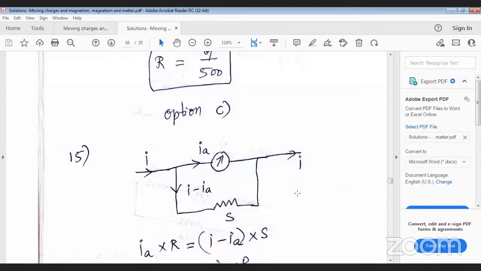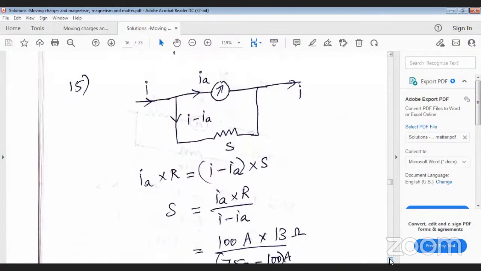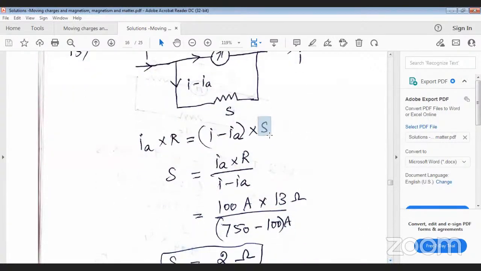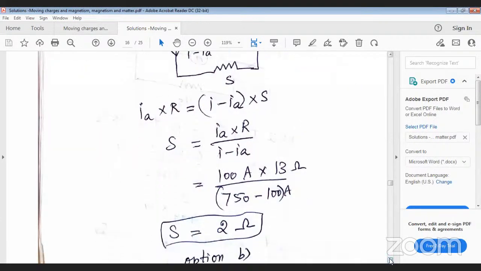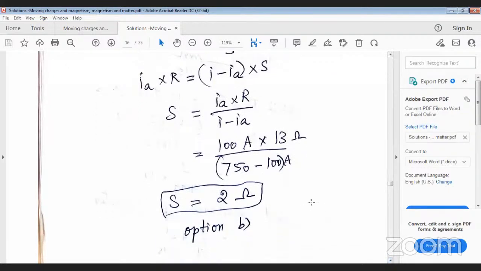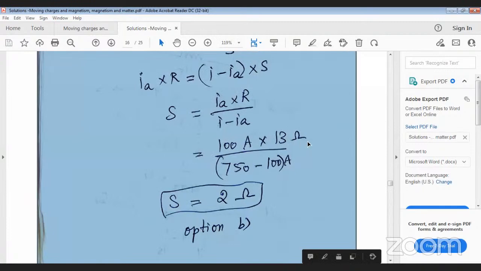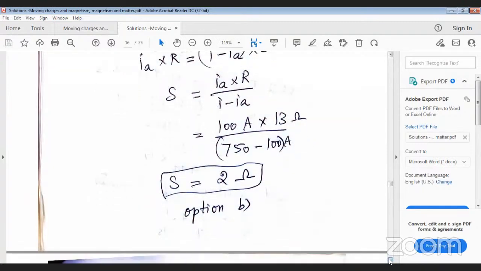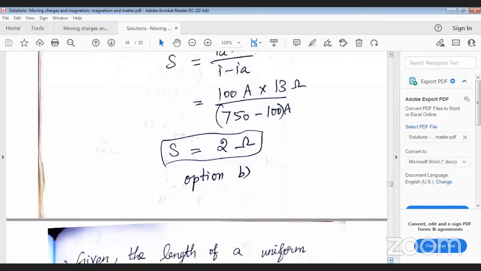Okay. So for the ammeter, you know very well, ammeter and shunt are connected in parallel. So IA into R equal to I minus IA into S. Okay. Similar formula. So S is equal to IA into R divided by I minus IA. IA means the current flowing through the ammeter. Initially it is 100 ampere. So 100 ampere into 13 ohm divided by I minus IA. I minus IA means 750 ampere minus 100 ampere. So the shunt resistance to be connected here is 2 ohm.